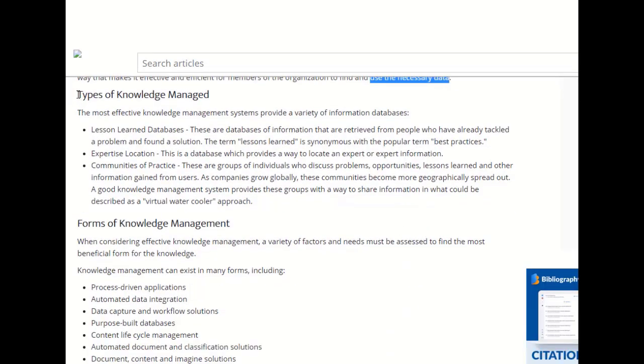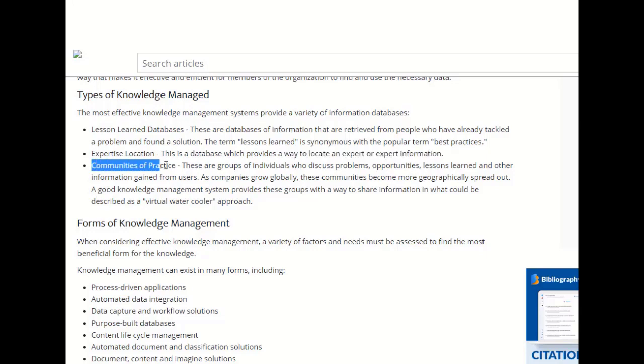And there are types of knowledge management. Lessons learned databases. These are databases of information that are retrieved from people who have already tackled a problem and found a solution. The term lessons learned is synonymous with the popular term best practices. Another, we have expertise location. It is a database which provides a way to create or to locate an expert or expert information.